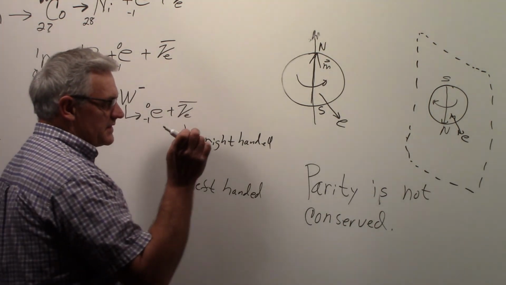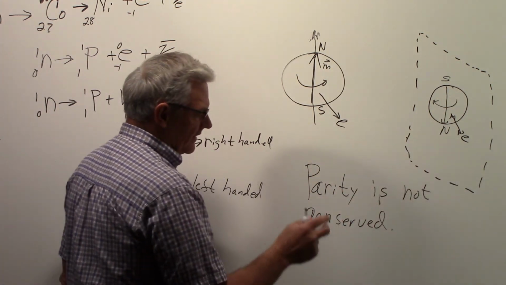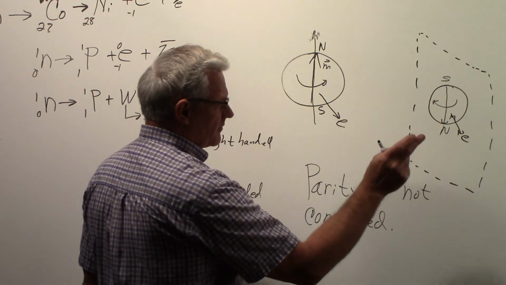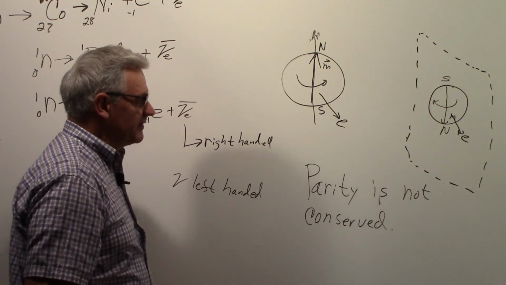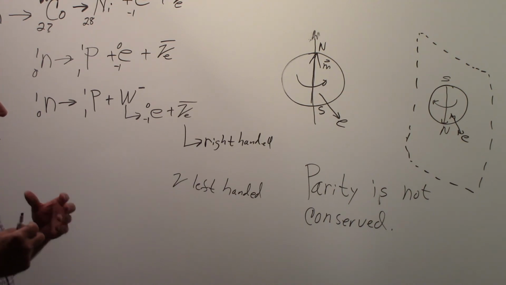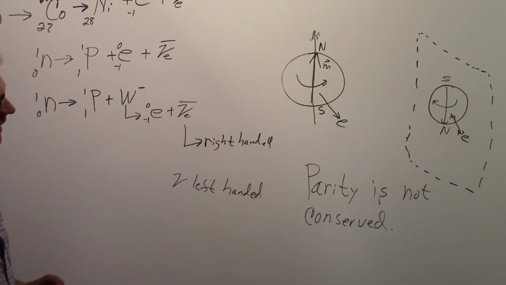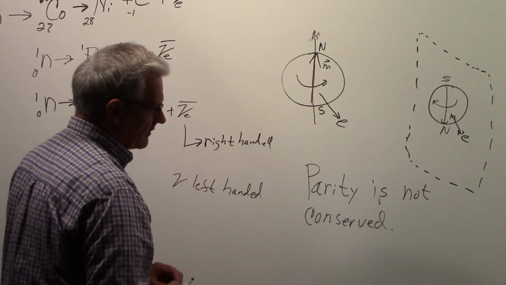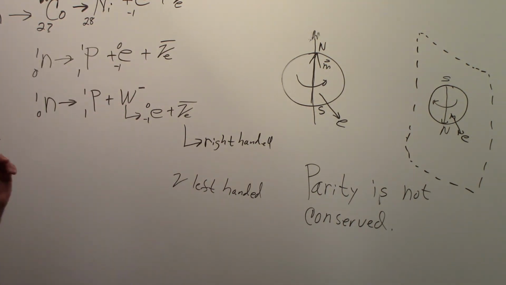So it was this experiment that Wu did that showed that parity is not conserved. This is what you would have expected, but this is not observed. And the way she did this was by cooling cobalt 60 down to close to absolute zero and having a magnetic field to polarize the cobalt nuclei in a particular direction. So parity is not conserved for the weak interaction.